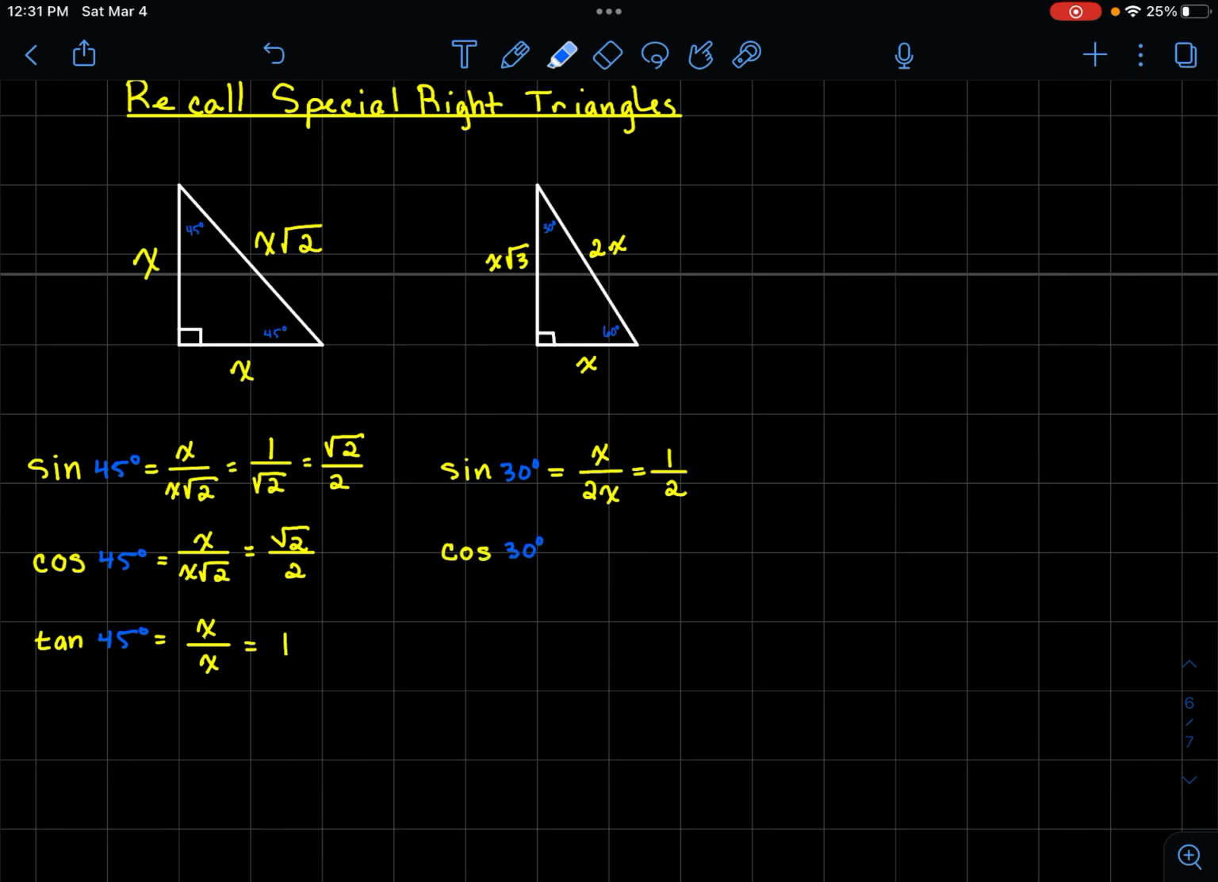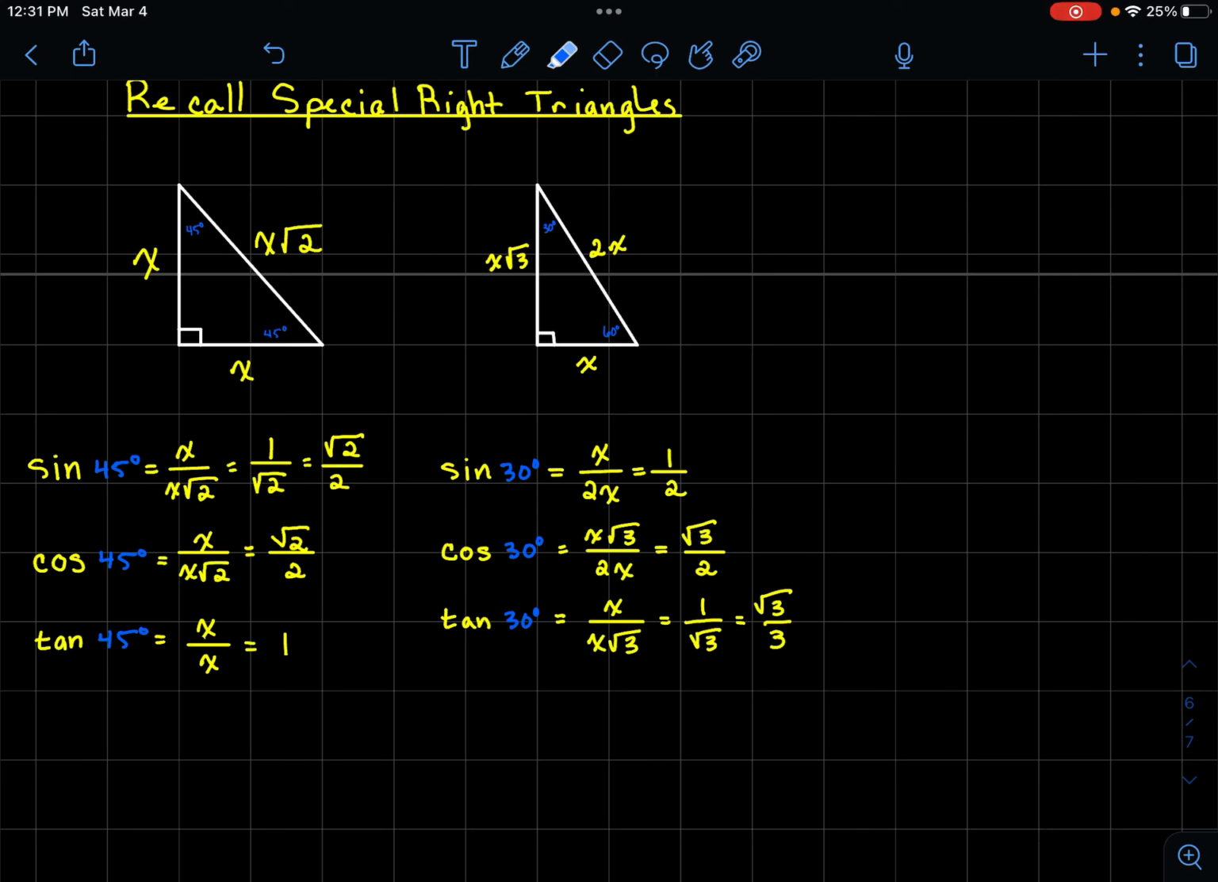The cosine at 30 degrees, now we're looking at adjacent over the hypotenuse. So that gives us x root 3 over 2x. Again, the x's cancel out. So we have square root of 3 over 2. And then the tangent of 30 degrees, so the opposite over the adjacent, x over x root 3. The x's do cancel out again, so 1 over root 3. Rationalizing that fraction gives us square root of 3 over 3.